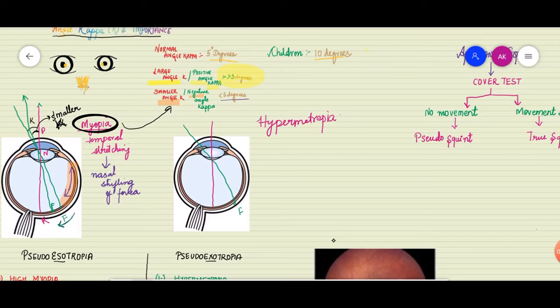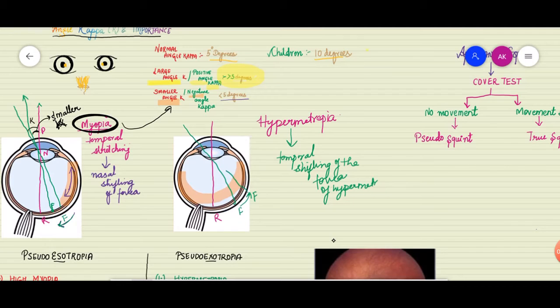Now in our hypermetropes, the eyeball will be smaller. Because the eyeball is smaller, a mechanism opposite to that of the myopics will occur. That means the fovea will be shifted temporally. So there will be a temporal shifting of the fovea in case of hypermetropes.